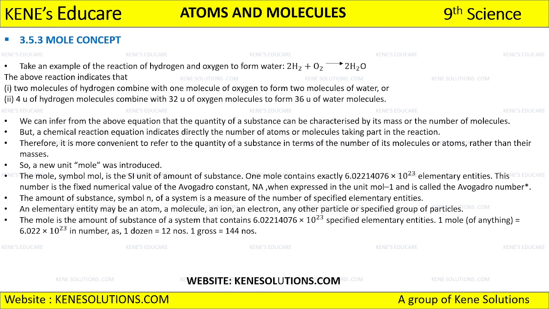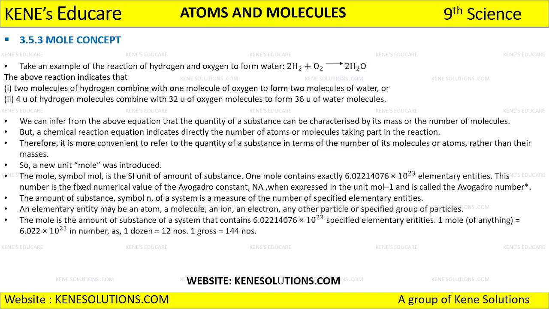So we can infer from the above equation. When you state it in both ways, both statements are correct. We can read it in both ways. So we can infer from the above equation that the quantity of a substance can be characterized by its mass or by the number of molecules. How can we characterize a substance? By its mass or the number of molecules it has.